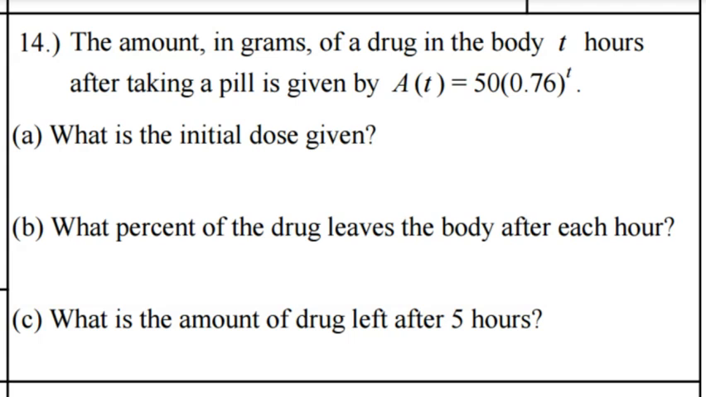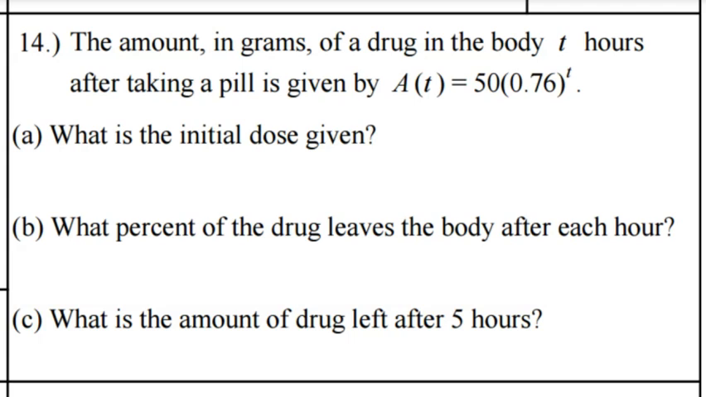It says the amount in grams of a drug in the body t hours after taking a pill is given by this function. Here t is playing the role of x, but t is time, so that's why we use t. It's an exponential function. We see the t in the exponent. A of t is equal to 50 times 0.76 raised to the t power.